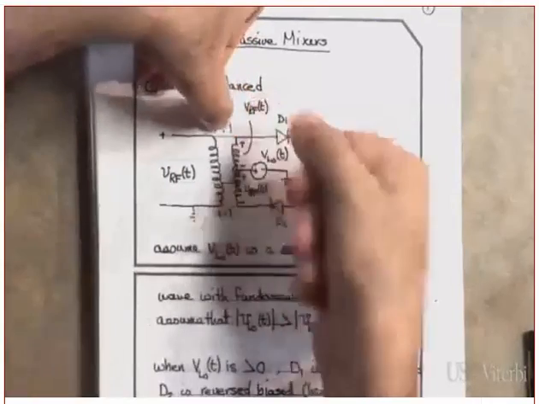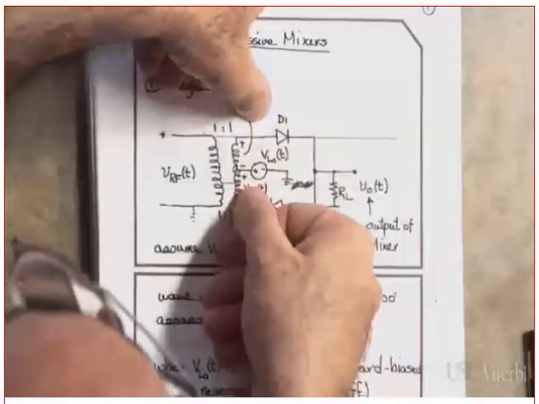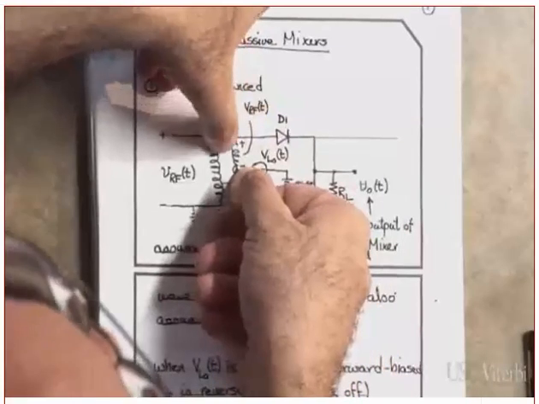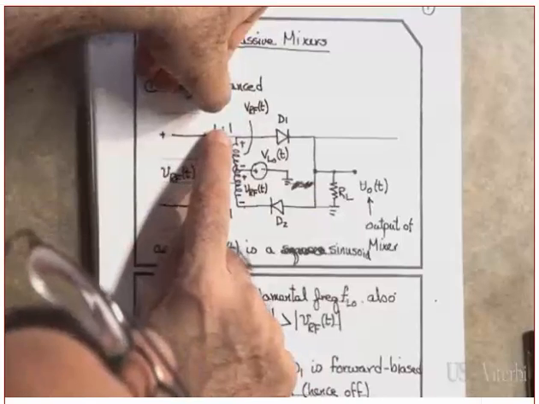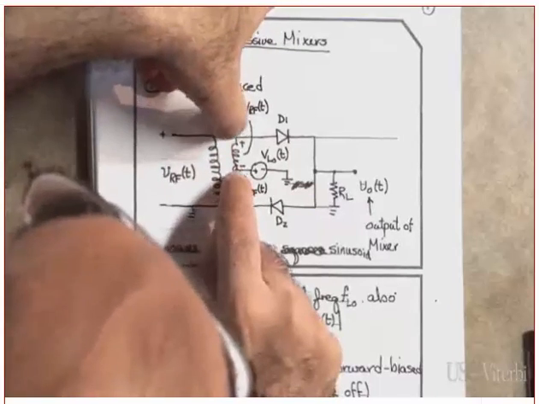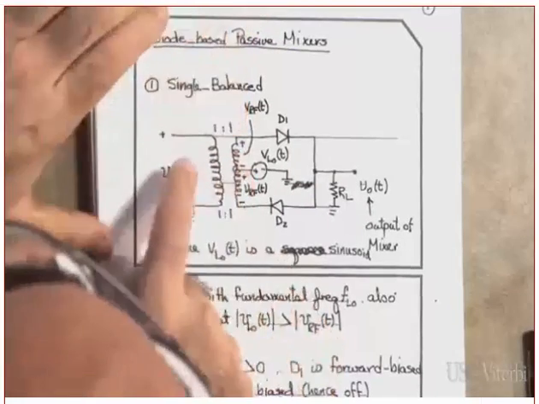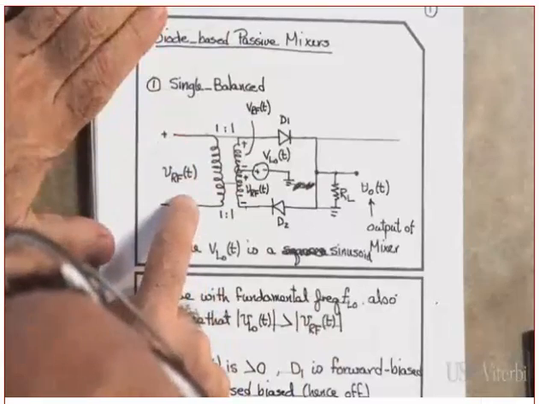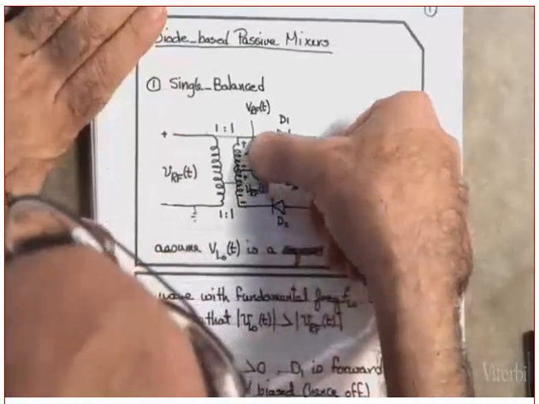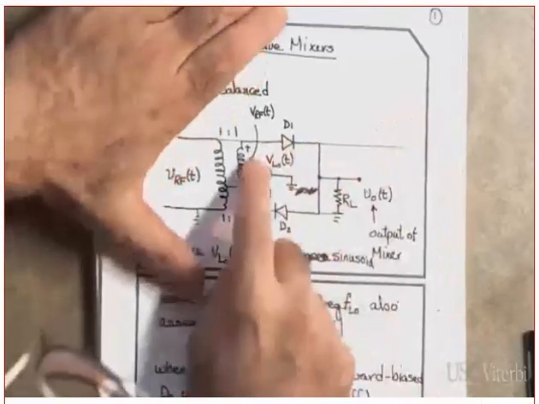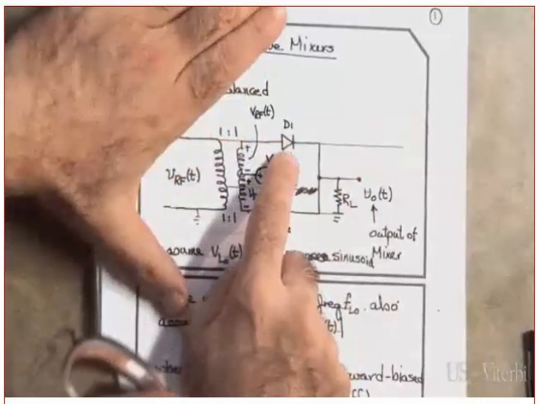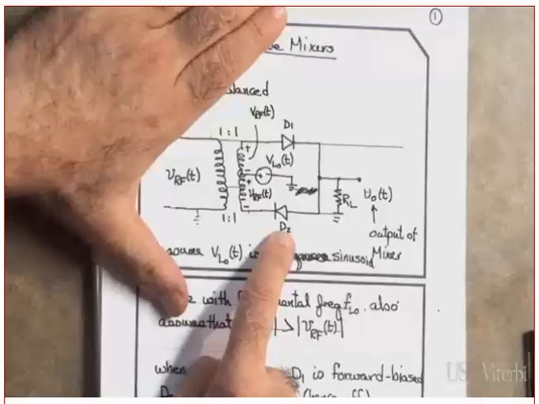By the way, question. What is the voltage in here? Remember, this one is a 1-to-1. From here to here is 1-to-1. Which means if the voltage here is VRF, what is the voltage here? Also VRF. Yes or no? Now, then I have a diode in this polarity. This one is in the opposite polarity.